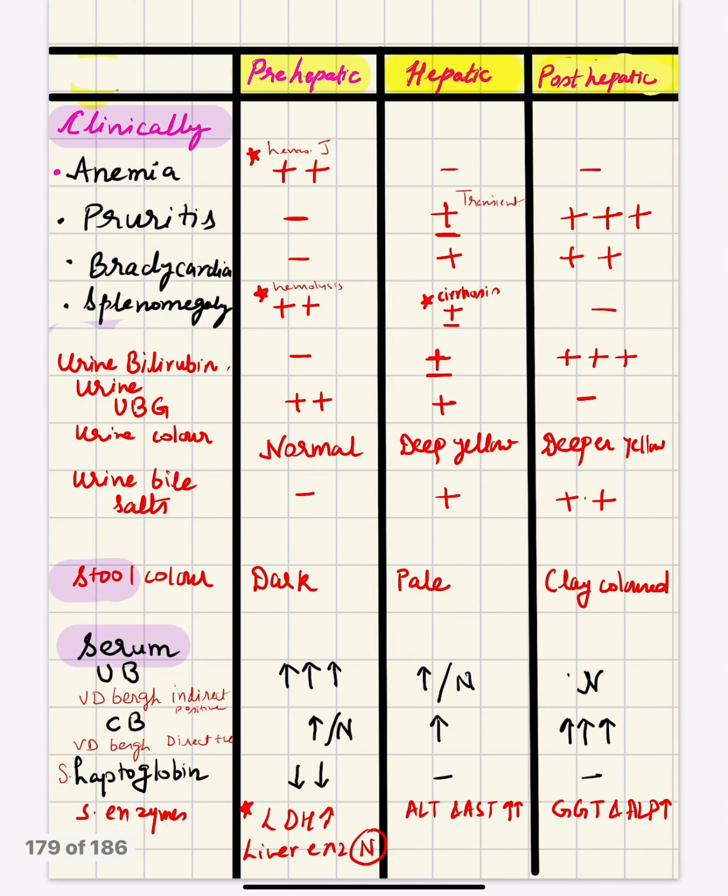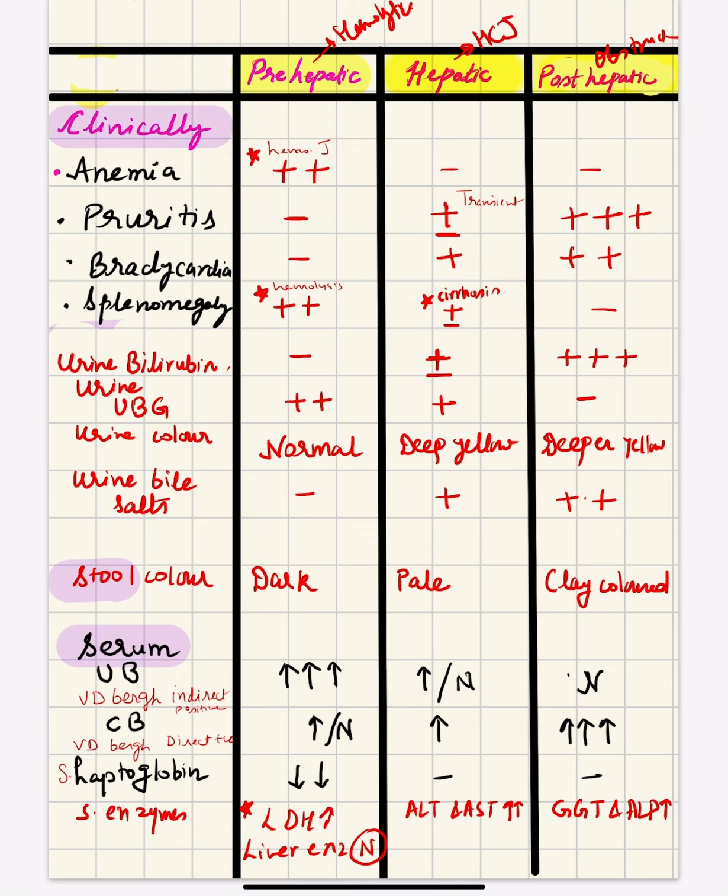Now this is a table where we'll try to understand the different findings in prehepatic, hepatic and post-hepatic jaundice. Post-hepatic jaundice is also known as obstructive. Hepatic is also known as hepatocellular jaundice, and prehepatic can also be called hemolytic because hemolysis is the predominant cause of prehepatic jaundice. Clinically, anemia will be predominantly seen in hemolytic or prehepatic jaundice because the RBCs are lysed, so the hemoglobin level will fall.